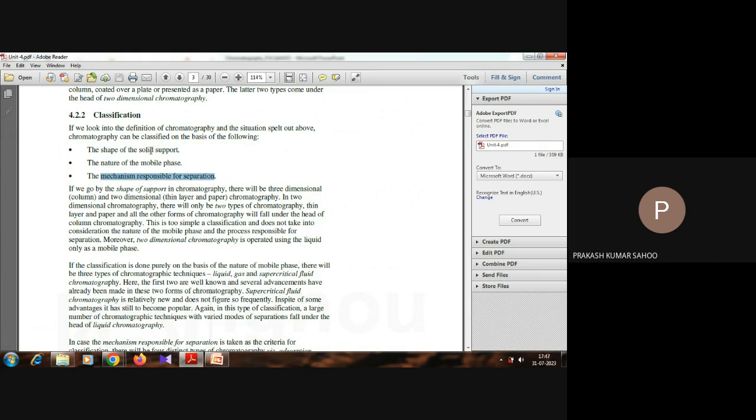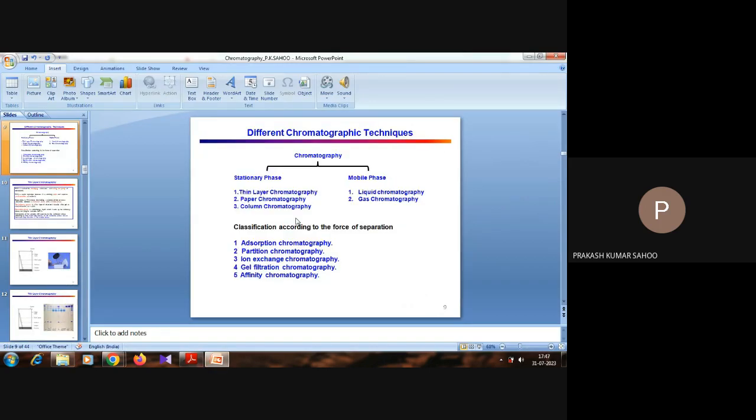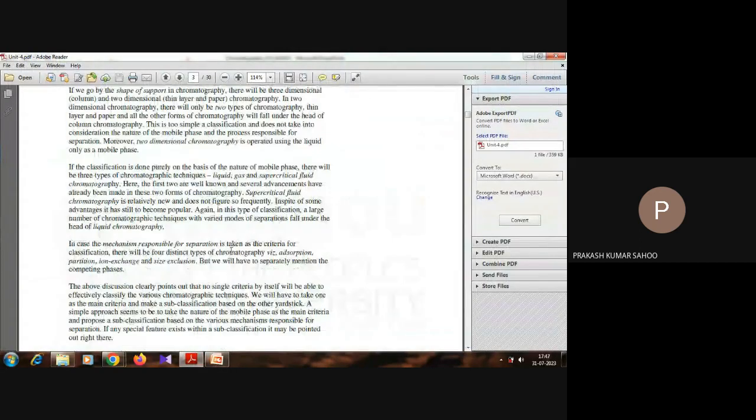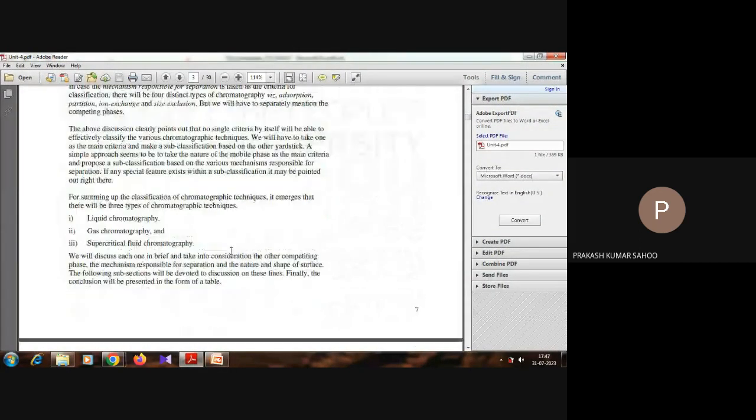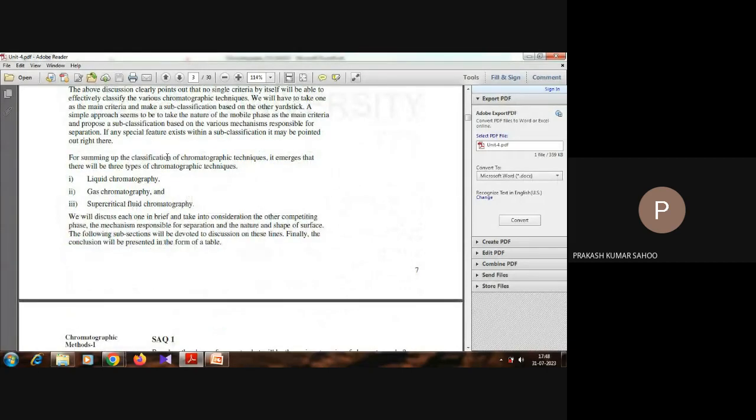Then according to solid support, we have paper chromatography and thin layer chromatography, and on the basis of mobile phase, we have liquid chromatography and gas chromatography. Now, summing up the classification of chromatographic techniques, it emerges that there are 3 types of chromatography techniques: liquid chromatography, gas chromatography, and supercritical fluid chromatography.